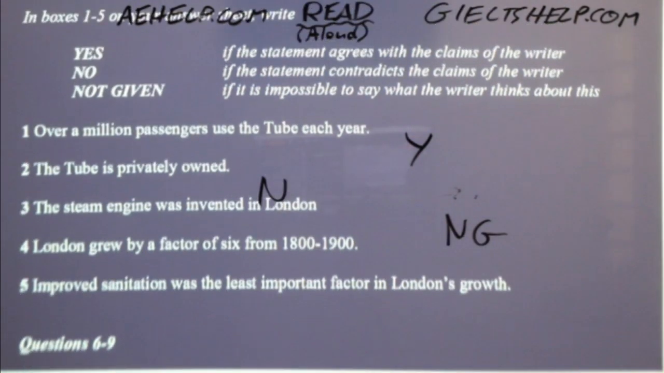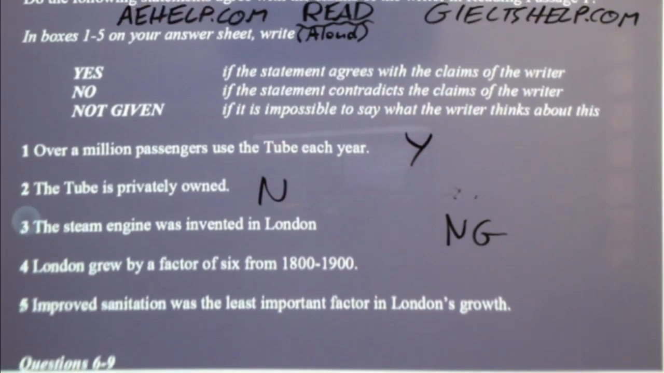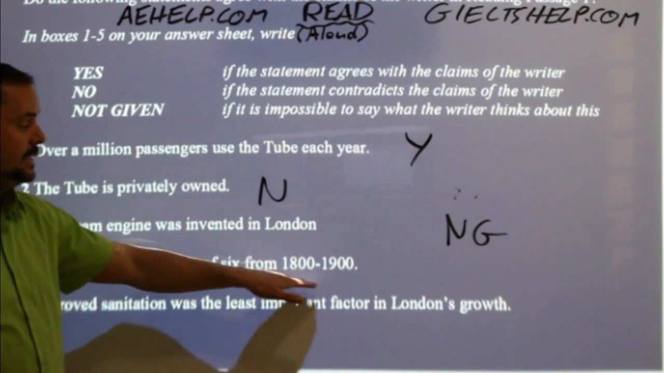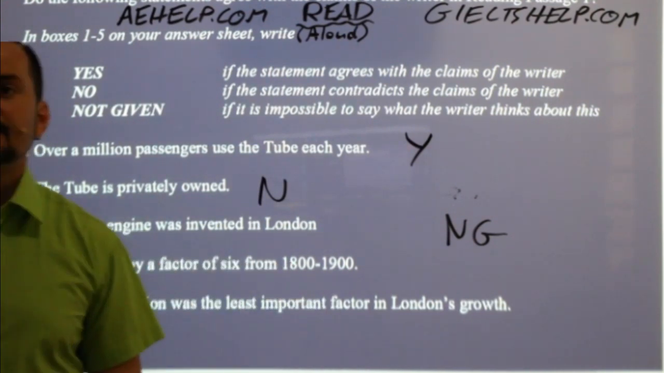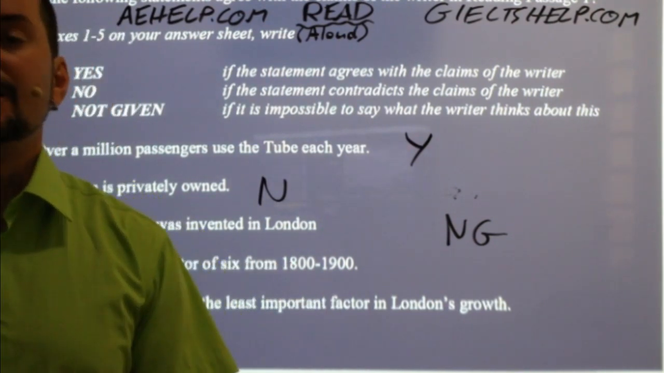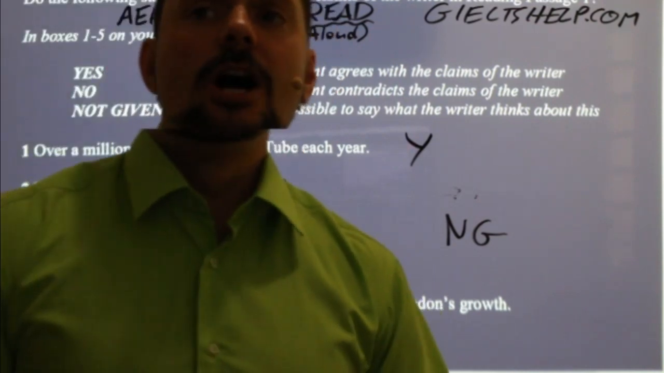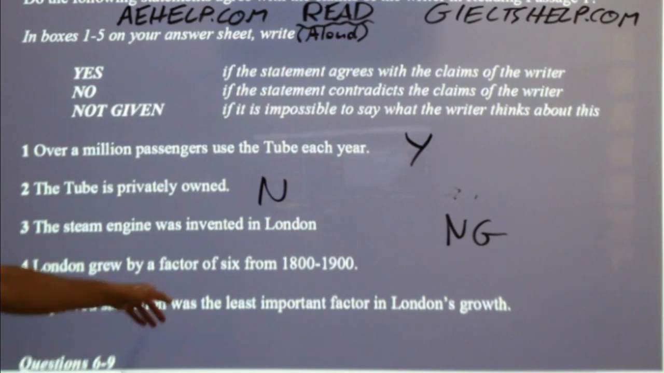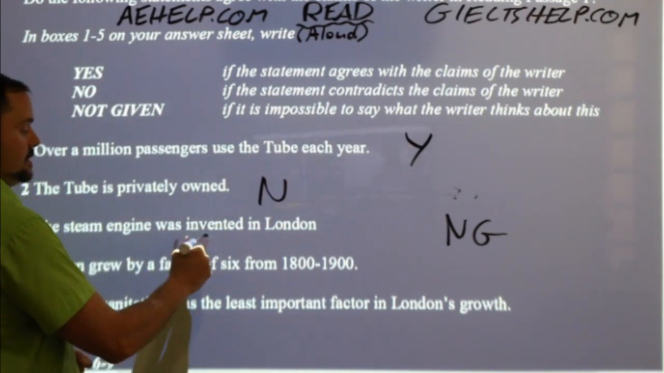Next question. Number 4. London grew by a factor of 6 from 18 to 1900. Okay. London grew by a factor of 6. Factor of 6 means 6 times.